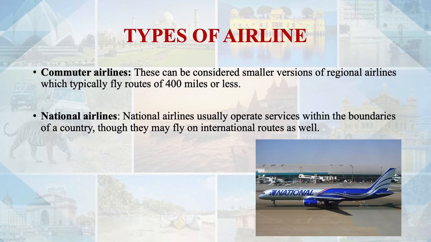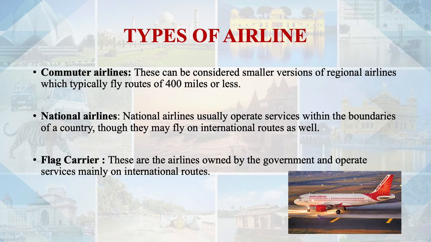National airlines are there. National airlines usually operate services within the boundaries of a country, though they may fly on international routes as well. Flag carrier is a term that has been used since the beginning of the airline industry. A flag carrier is usually an airline that is owned by the government, and operates services mainly on international routes. For instance, as far as India is concerned, Air India is a flag carrier.